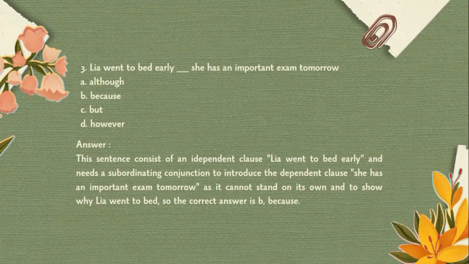Okay, number 3. Leah went to bed early, blank, she has an important exam tomorrow. A is although, B because, C but, and D however. Okay, so this sentence consists of an independent clause, which is Leah went to bed early, and needs a subordinating conjunction to introduce the dependent clause, she has an important exam tomorrow, as it cannot stand on its own, and to show why Leah went to bed early. So the correct answer is B, because.